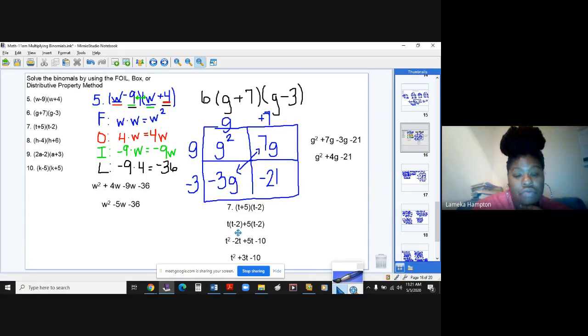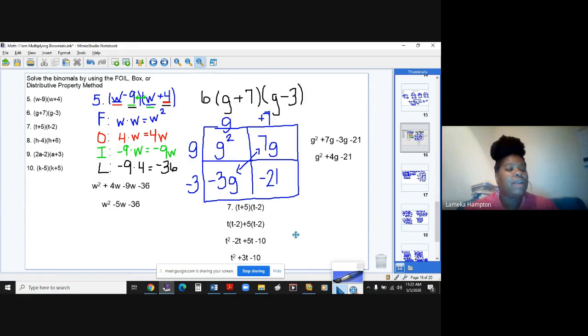(t - 2). So when we do this, this is just double distributive property. That's really what this is. So I'm going to multiply t times t, which gives me t squared. Then I have t times -2, which gives me -2t. Then I have 5 times t, which gives me a positive 5t. And then I have a positive 5 times a -2, which gives me -10. Again, my like terms are in the middle. So 5 minus 2 gives me 3. So my final answer would be t squared plus 3t minus 10.